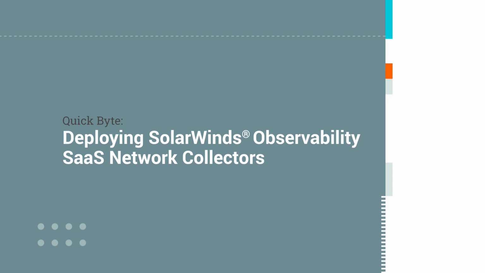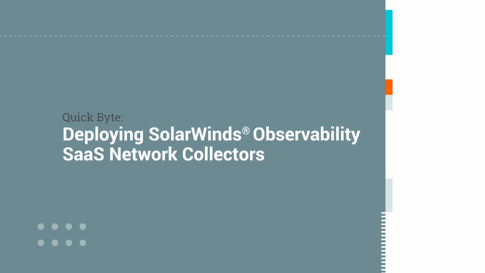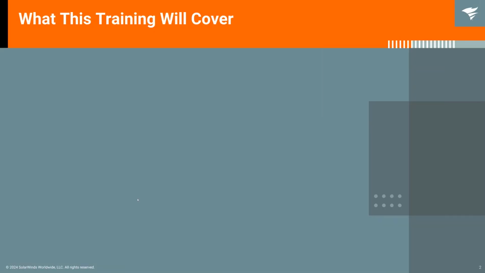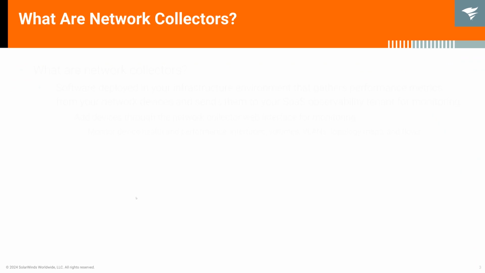In this training, we're going to look at Observability SaaS network collectors, what they do, and walk through a demo for deploying and configuring them to send on-prem metrics to your Observability SaaS tenant. First, we'll talk about what network collectors are and what metrics they can provide. Next, we'll talk briefly about system requirements for network collectors. Finally, we'll walk through a demo for how to add network devices and metrics for monitoring in Observability SaaS and how to deploy a network collector.